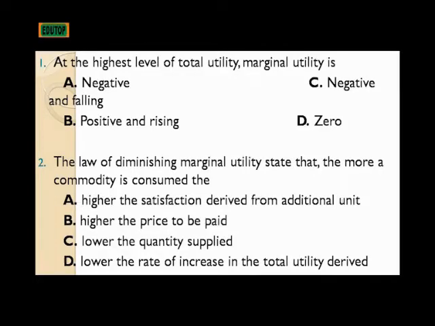Second one, the law of diminishing marginal utility states that the more a commodity is consumed, A, the higher the satisfaction derived from the additional unit. B, the higher the price to be paid. C, the lower the quantity supplied. D, the lower the rate of increase in the total utility derived.